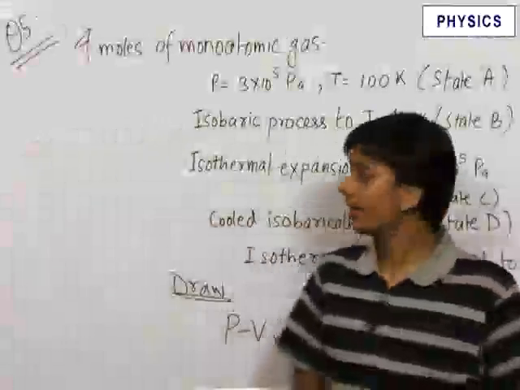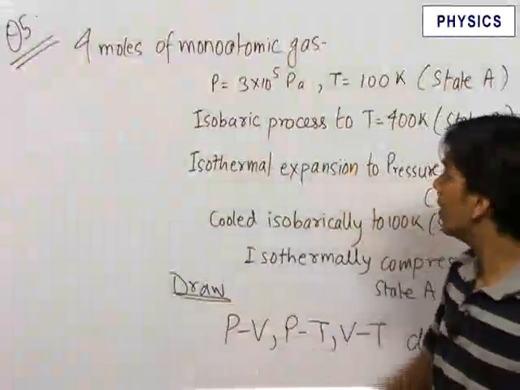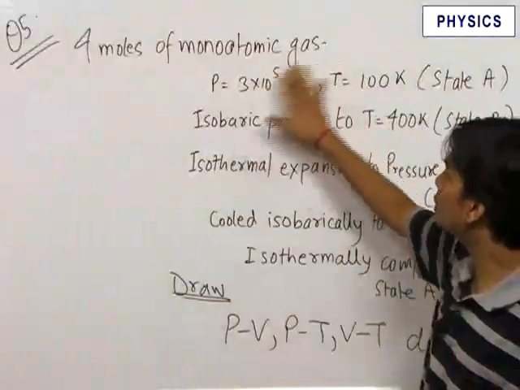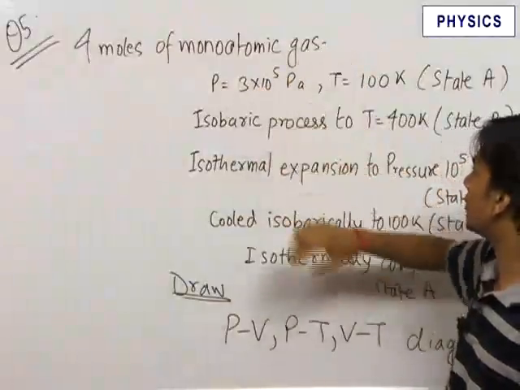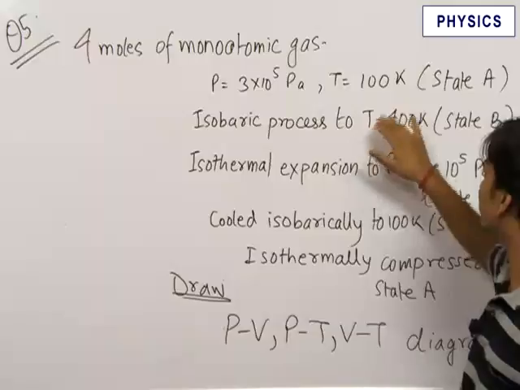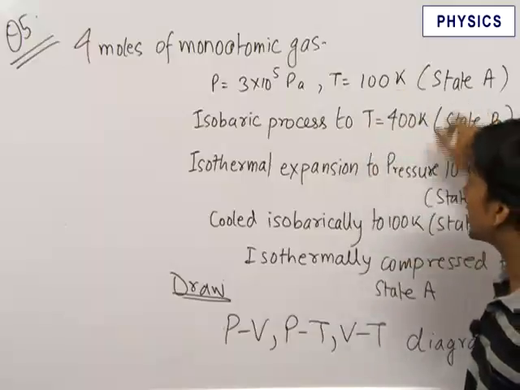So the next question that we have involves drawing graphs. We have been given 4 moles of a monoatomic gas with a pressure of 3 × 10^5 pascals and T equal to 100 Kelvin initially. This is called state A.